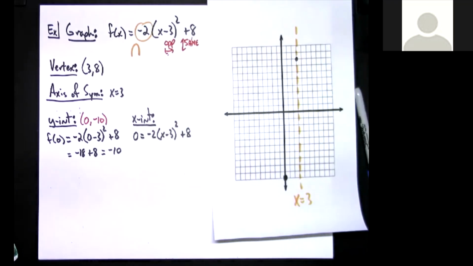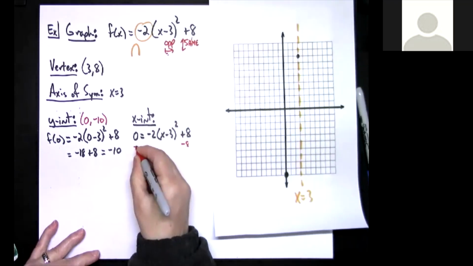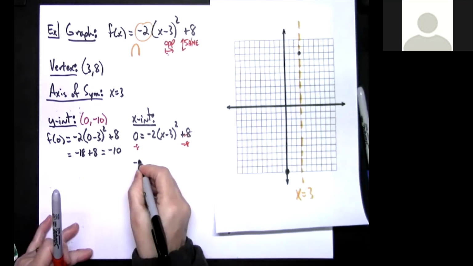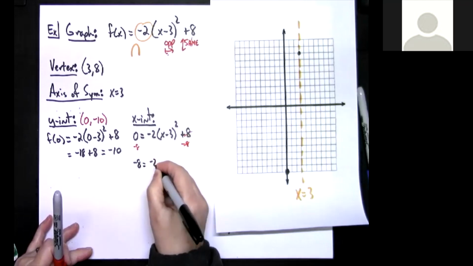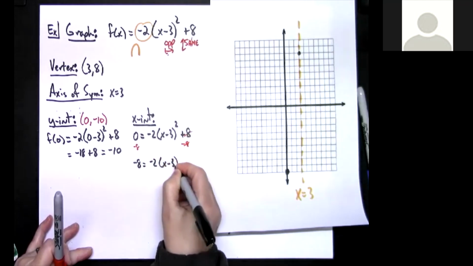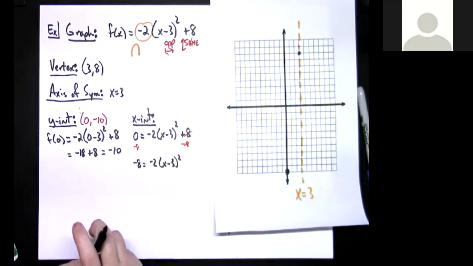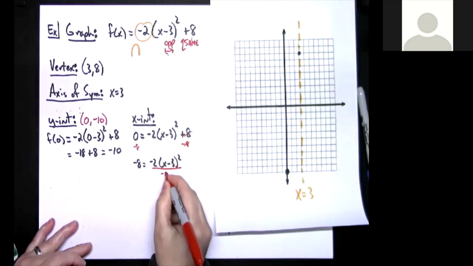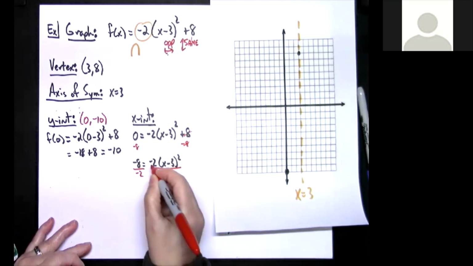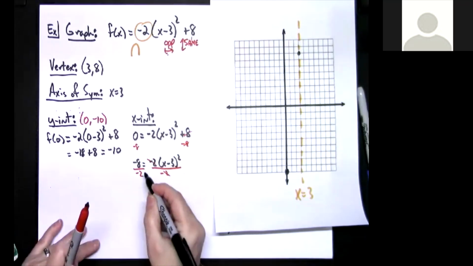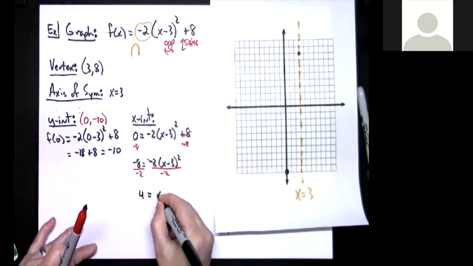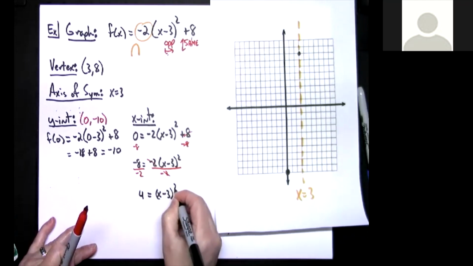The first thing I want to do is, let's go ahead and show all the steps here. Let's subtract 8 and subtract 8. Then that falls out. So I'm going to have negative 8 is equal to negative 2 (x minus 3) quantity squared. Now let's get rid of the negative 2, because I can't have that there if I want to use the square root property. So I need to divide both sides by negative 2. Negative divided by negative is positive, so 4 is equal to (x minus 3) quantity squared.